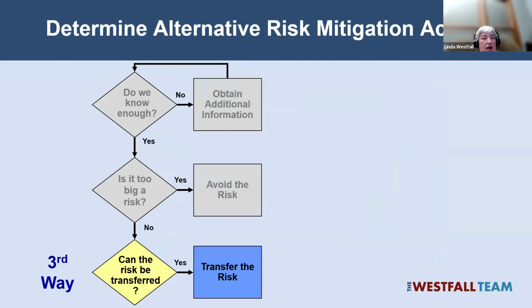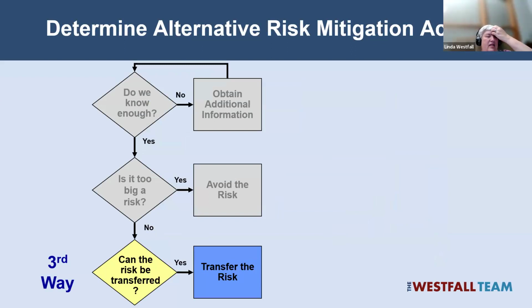Of course, the third way of mitigating a risk is to make it somebody else's problem. The classic here is to go buy insurance and make it the insurance company's problem, but that's going to cost money to do, folks.